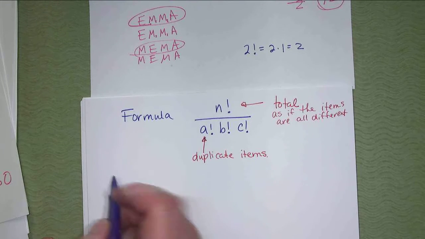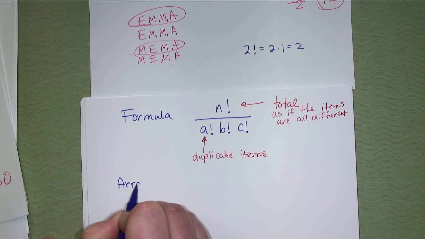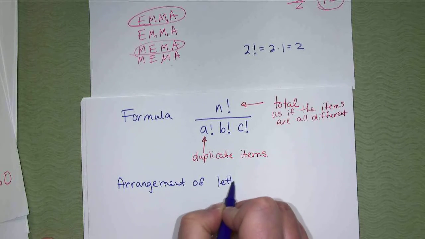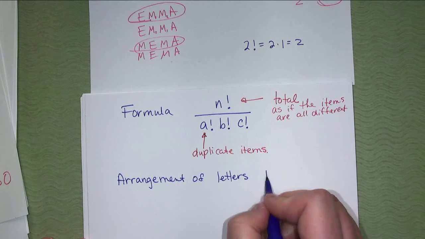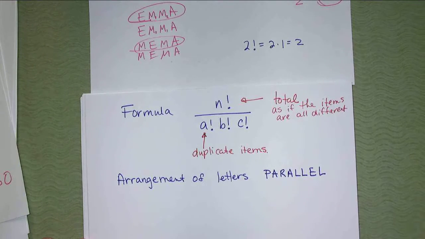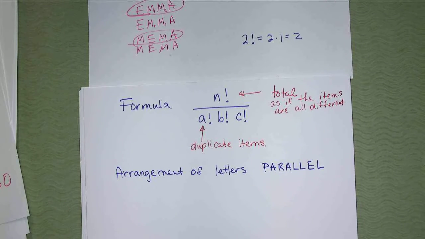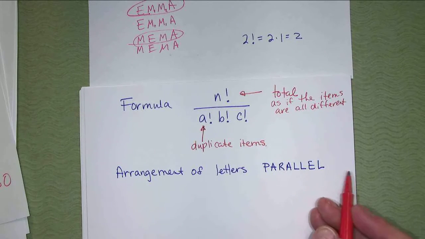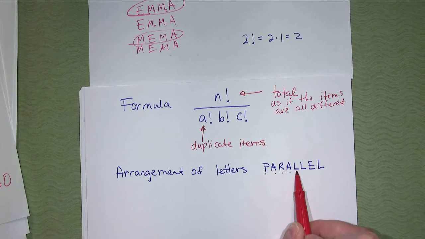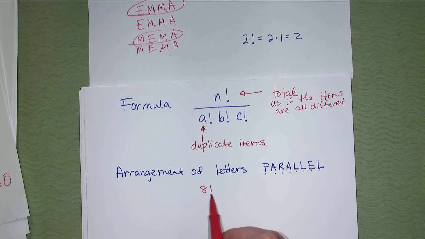So for example, if we wanted to make arrangements of the letters in the word parallel. So there's more than just 2 letters that are the same. So the top is just how many letters there are. You pretend that they're all different. So how many letters are there? 4, 5, 6, 7, 8. And then these are the duplicates. So we need to divide out the duplicates.